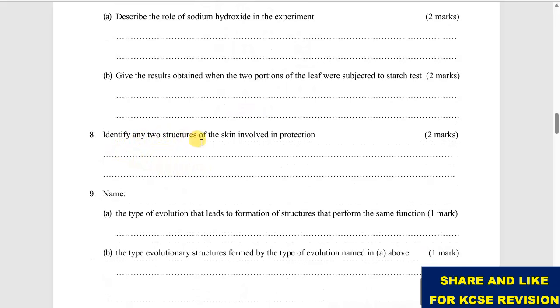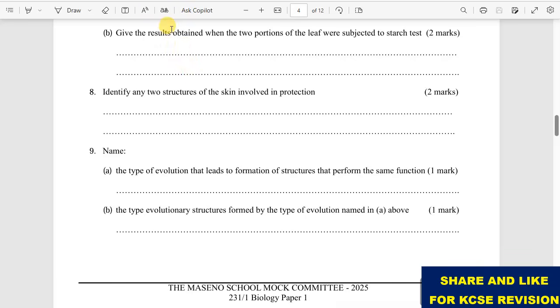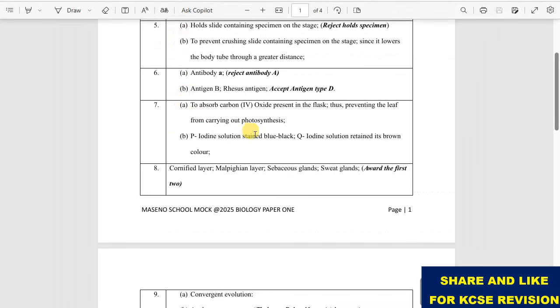Identify two structures of the skin involved in protection. We have the cornified layer, Malpighian layer, sebaceous glands, sweat glands.